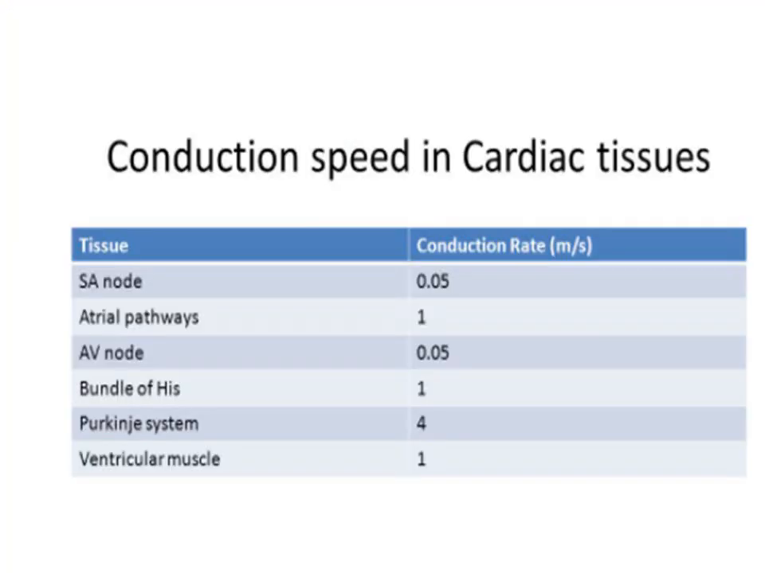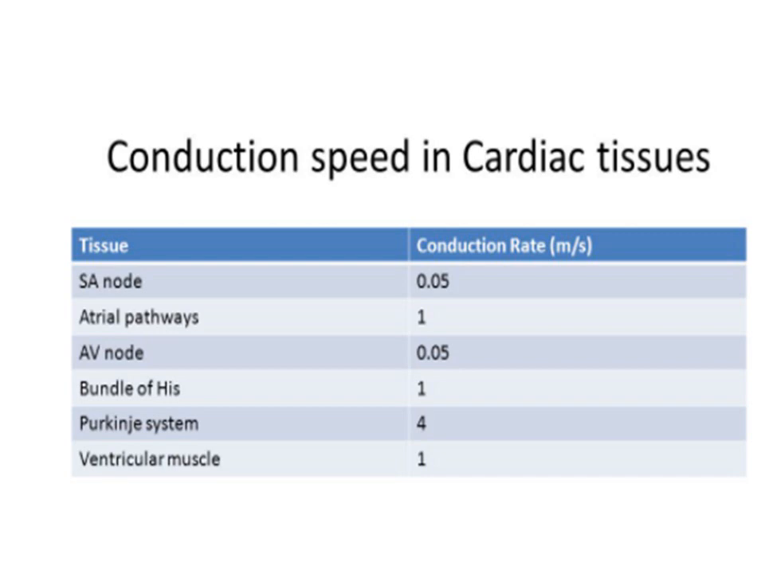Conduction speed in cardiac tissue. SA node 0.05 meter per second. Atrial pathways 1 meter per second. AV node 0.05. Bundle of His 1. Purkinje system for ventricular muscle 1.